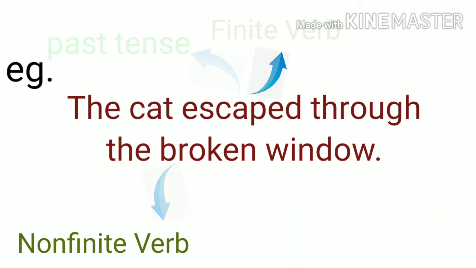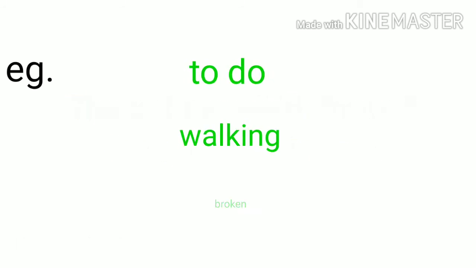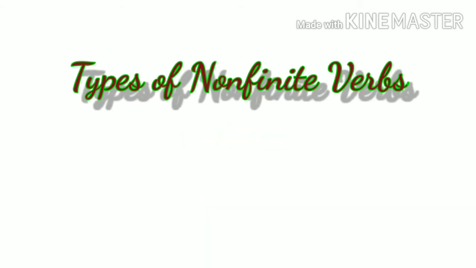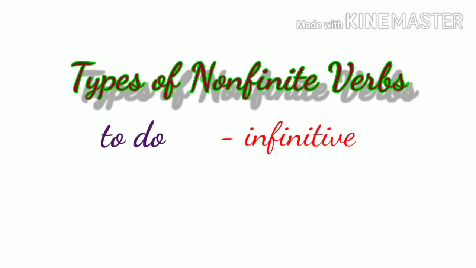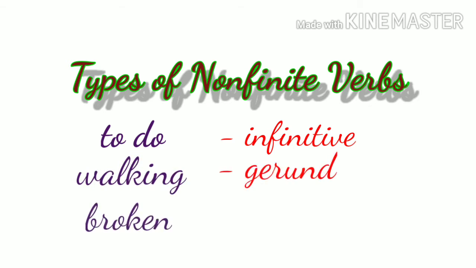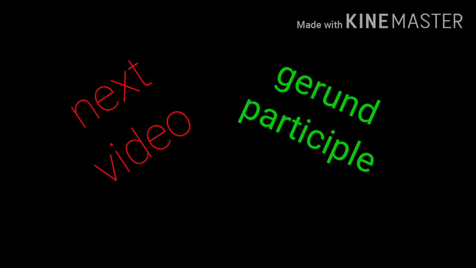Okay, so the three examples of non-finite verbs that we got over here are to do, walking and broken, and we see that they all function in different ways. That brings us to the next point of discussion, the types of non-finite verbs that we have in the English language. So to do is an example of infinitives, walking is an example of gerund, and broken is an example of past participles. Okay, so today I'm going to discuss only infinitives. In my next videos, I'm going to be discussing the gerunds and participles as well.